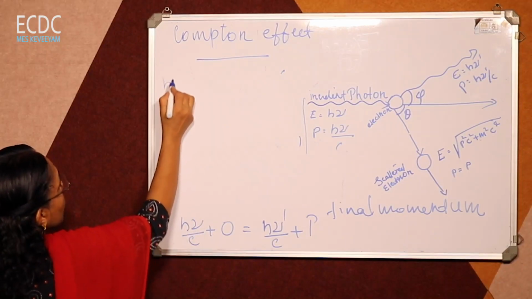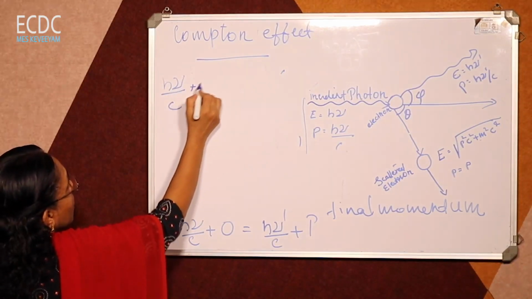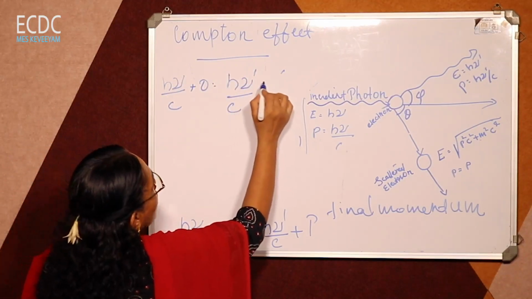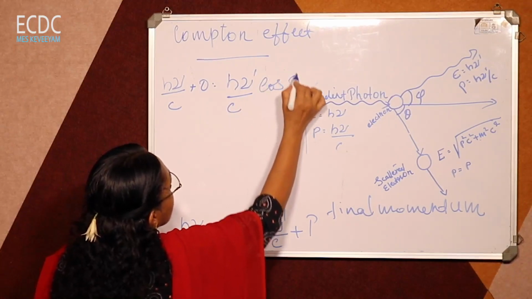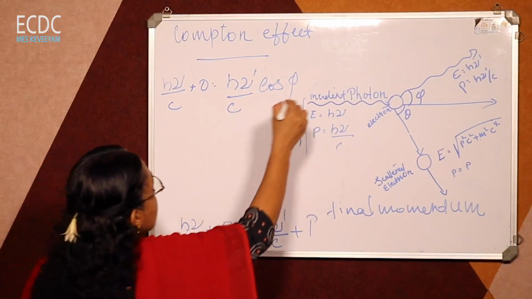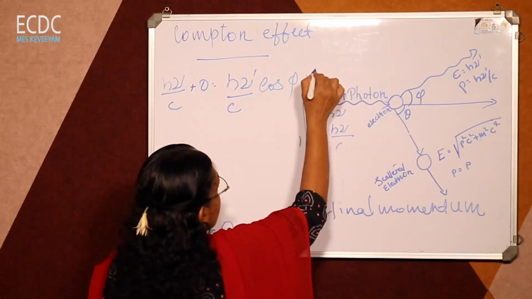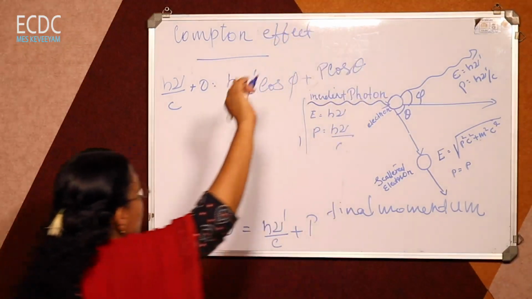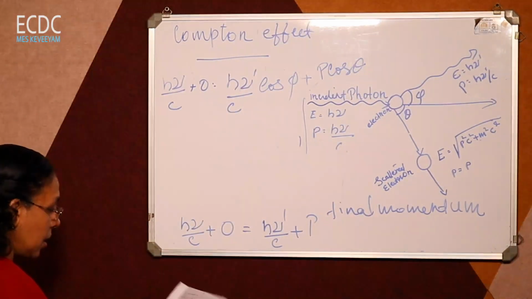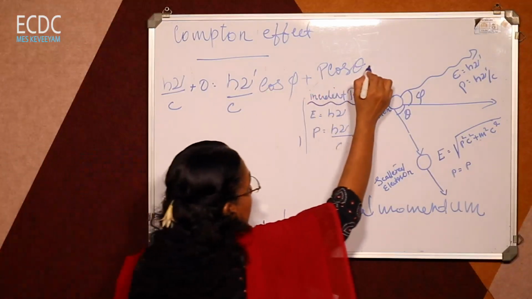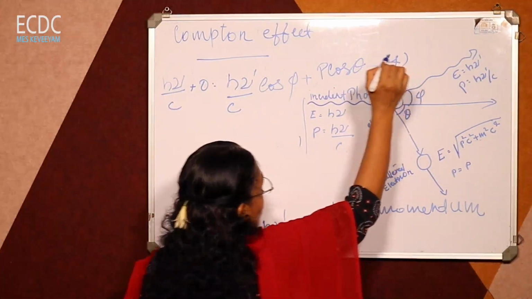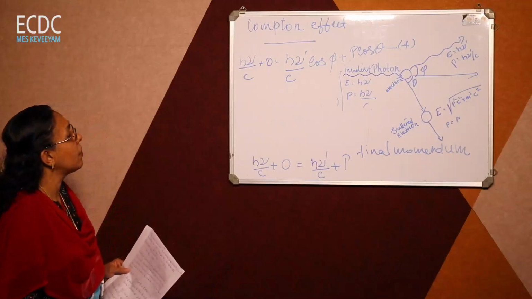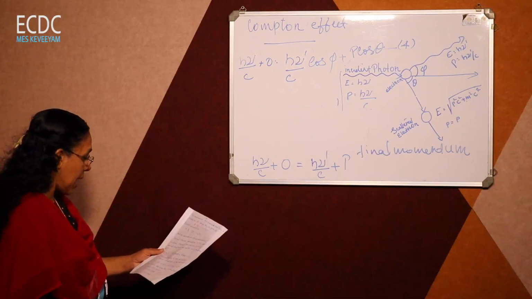So we can write this equation as h nu by c plus 0 is equal to h nu prime by c cos phi, because it is scattered through an angle phi, plus, in the case of the electron, it is scattered through an angle theta, so it is equal to p cos theta. So this is the expression for the scattering of electron and photon along a particular direction, say theta and phi. So we can write this equation as 4.